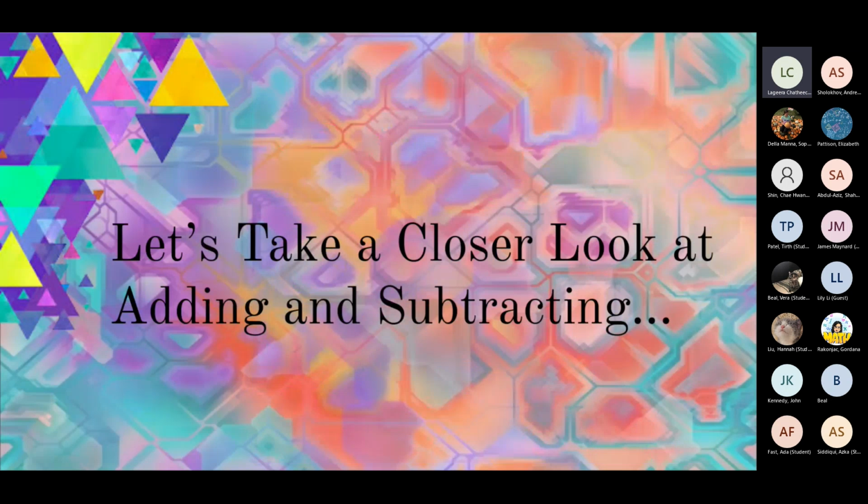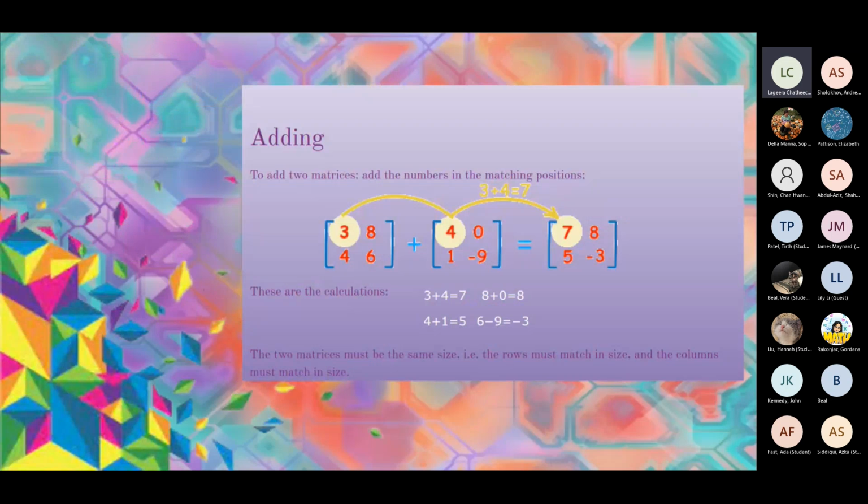So let's now take a closer look at adding and subtracting. Adding: to add two matrices, add the numbers in the matching positions. These are the calculations for the matrices above. So 3 plus 4 is equal to 7. 8 plus 0 is 8. 4 plus 1 is equal to 5. And 6 minus 9 is equal to -3.